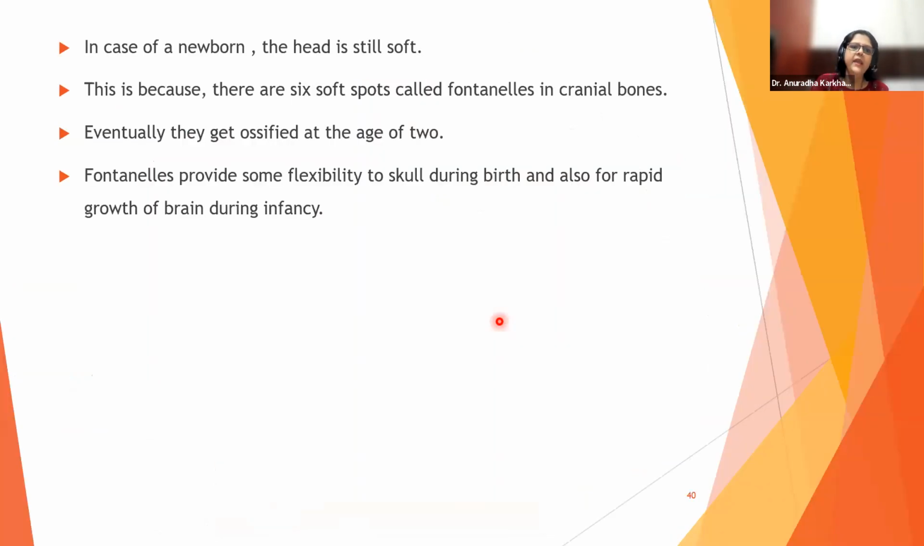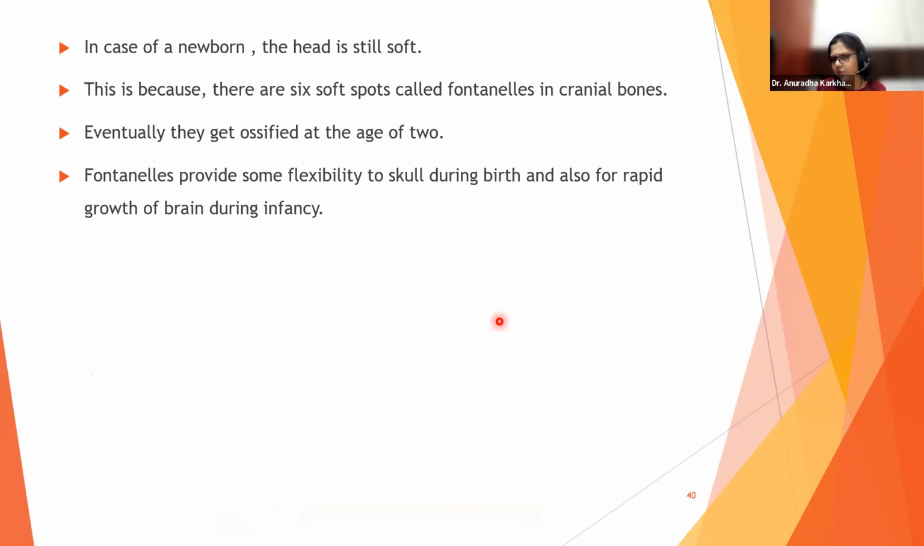In case of newborns, the head is still soft. This is because there are 6 soft spots called fontanelles in the cranial bones. Eventually, they get ossified by the age of 2. Fontanelles provide some flexibility to the skull during birth and also for rapid growth of the brain during infancy. You might have seen these fontanelles.